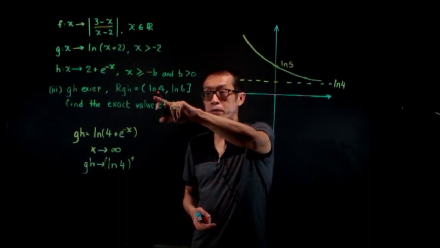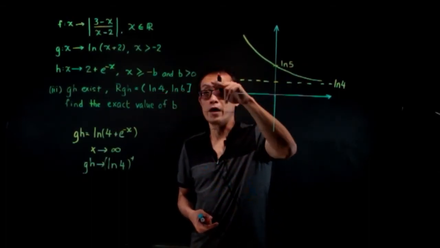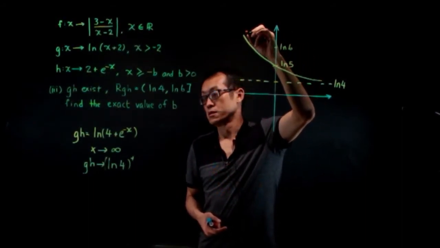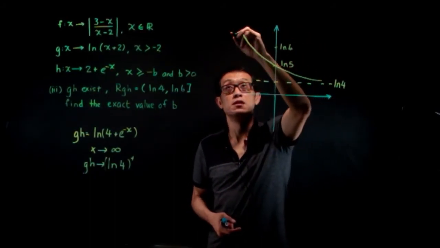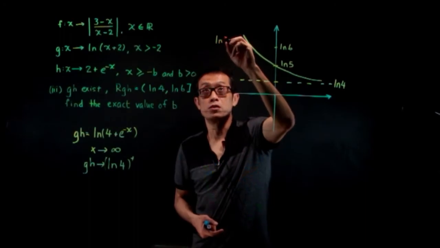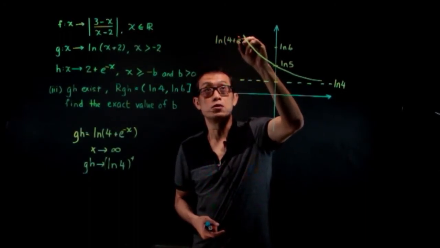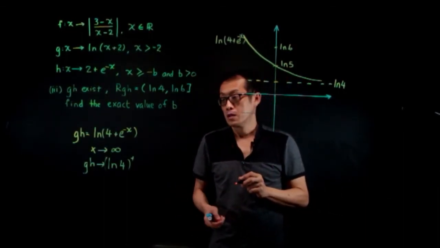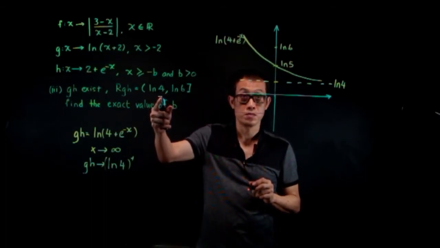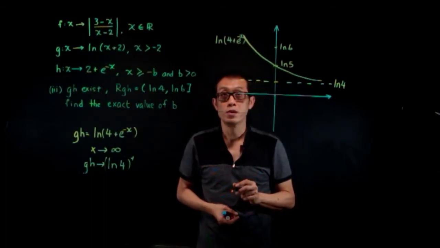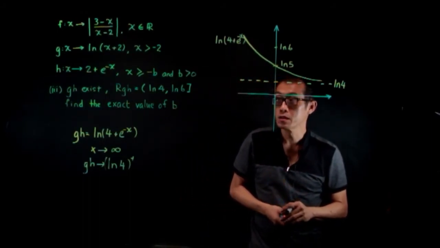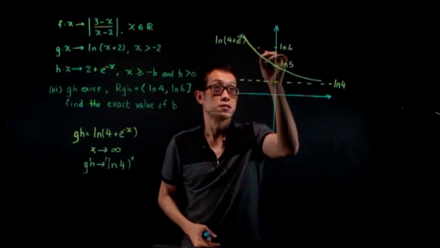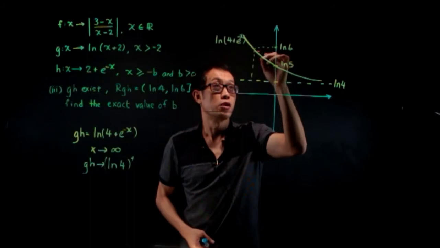So you find that this is ln 5. And the range is given to be between ln 4 and ln 6. So let's say this is ln 6. Now let me name this graph first. This graph is ln 4 plus e to the power of minus x. Now your range of values is between ln 4 and ln 6. So your range is somewhere here.